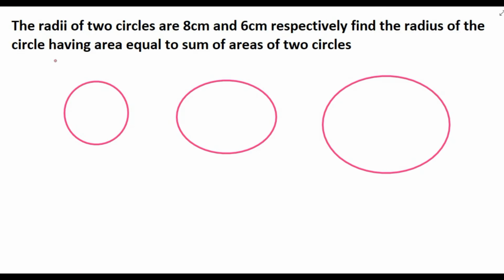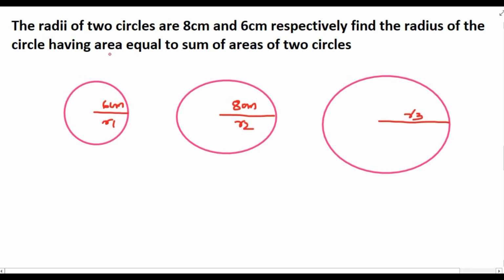So again, next question: radii of two circles are 8 cm and 6 cm. The big circle is 8 cm, I am going to take as R2, and the radius of the small circle is 6 cm, I will take as R1. Here we need to find the radius of the new circle, and let it be R3. I don't know the radius of the new circle, but one condition they have given: having area equal to the sum of the areas of these two circles.